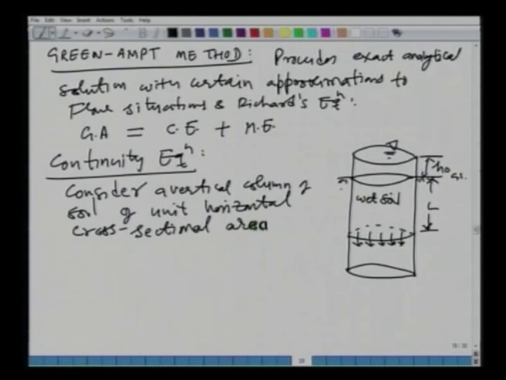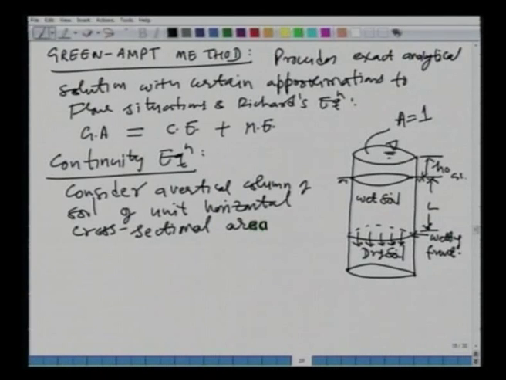This is your ground and this is your dry soil. And this is your wetting front. We have taken the cross sectional area of this cylinder as 1 square unit, whether square meters or square kilometers or whatever. With this framework in mind, we will try to write the continuity equation. We consider our control volume as equivalent to the cylinder we have just shown on the right, of length L.